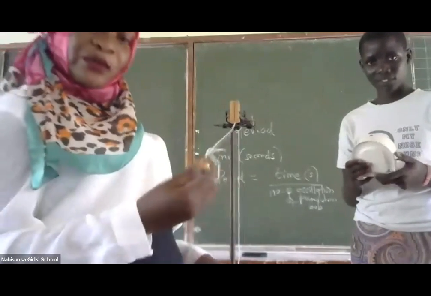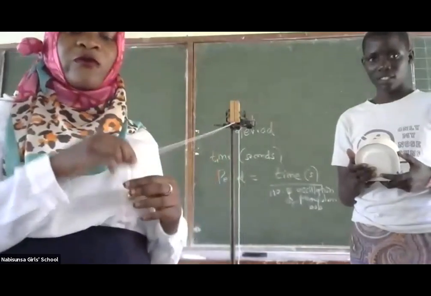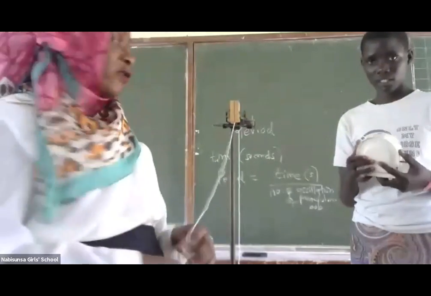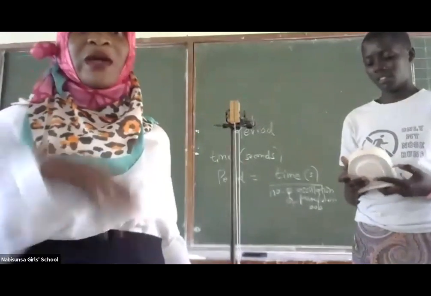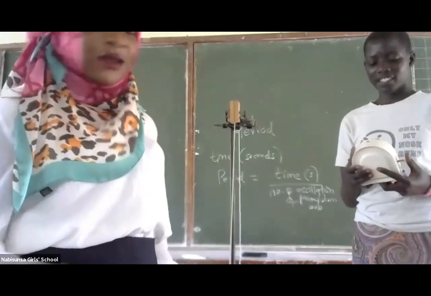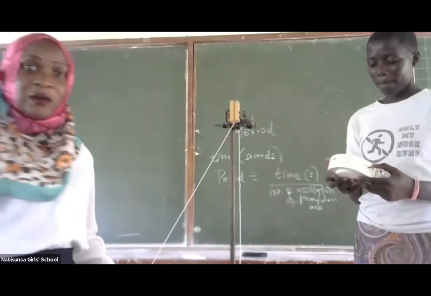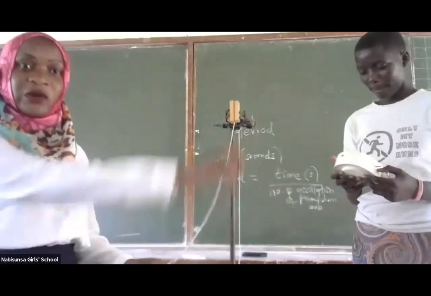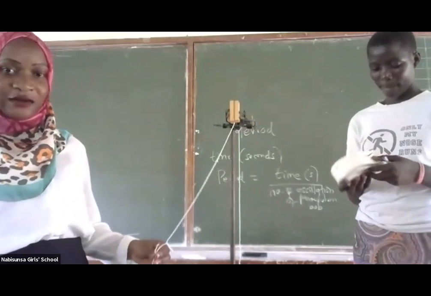So we are going to get the period. We are going to swing our pendulum for it to make 20 oscillations. And Josephine will give us the time it took to make those 20 oscillations. Is that okay? Yes. So these are the oscillations. We said oscillation is the swinging. When it goes and comes back, that's an oscillation. When it goes and comes back, another oscillation. Goes and comes back, another oscillation like that.